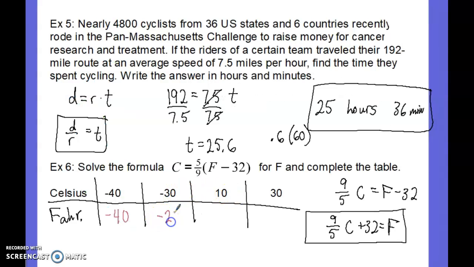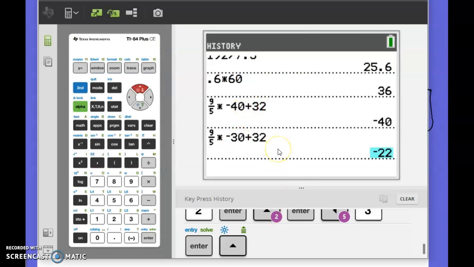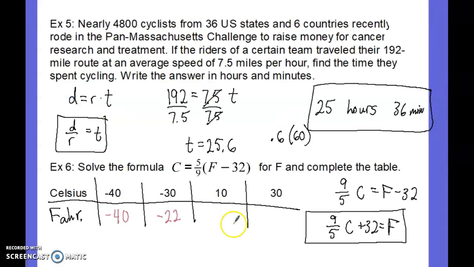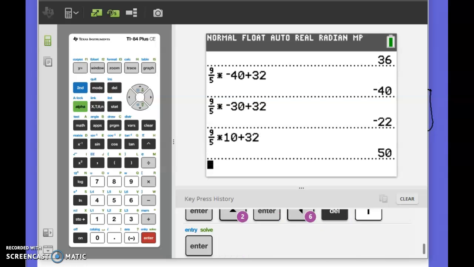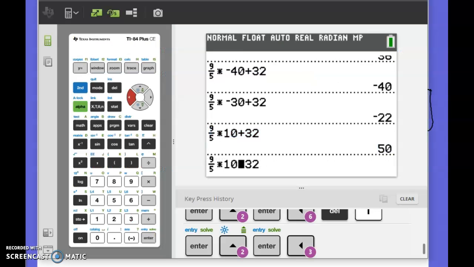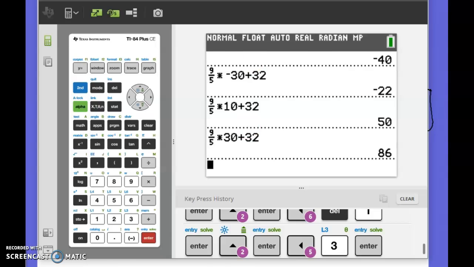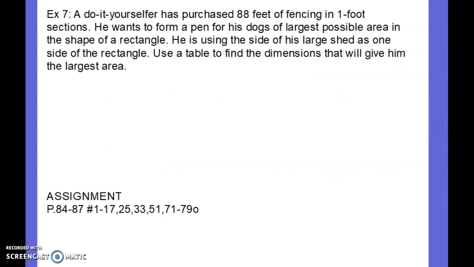What I like about my calculator is I can just go back and grab the equation, and change the value to what I want. So now I need to figure out 10 is equal to 50 degrees Fahrenheit, and then 30 degrees Celsius is equal to 86 degrees Fahrenheit. So as you travel abroad, notice that they'll probably have degrees Celsius, and you'd have to do some conversions to figure out what temperature that is in America.